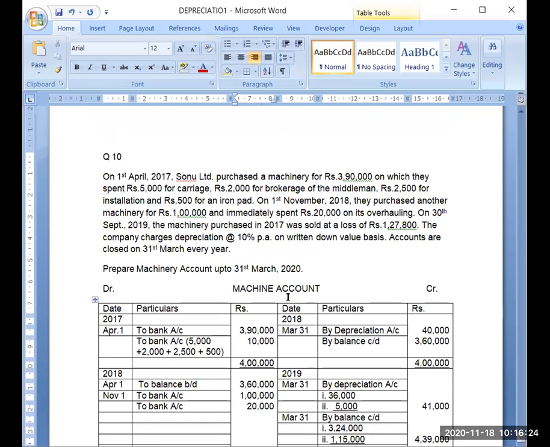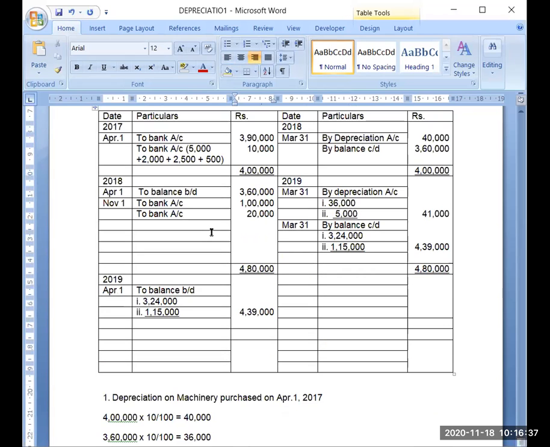Now see the transactions given in 2019-20. On 30th September 2019, the machinery purchased in 2017 was sold at a loss of rupees 1,27,800. So on 30th September 2019 you are selling. So first entry will be on September 30, by bank account, and we have to calculate this amount.